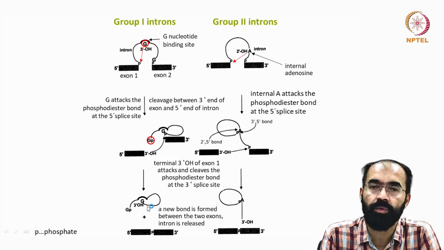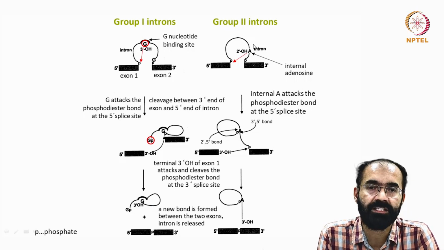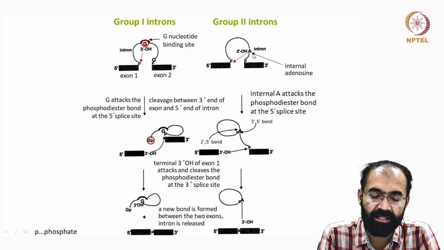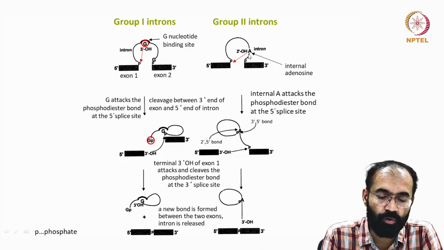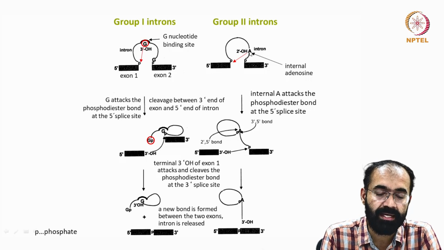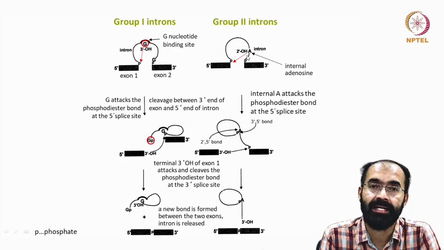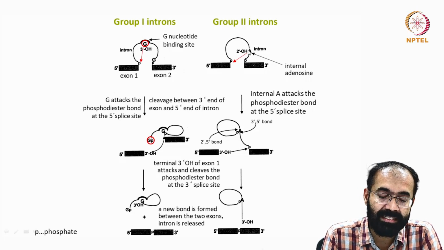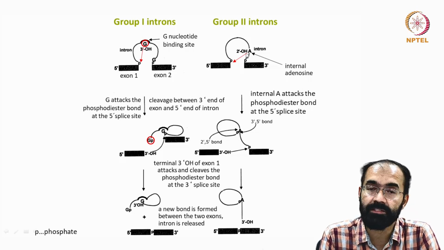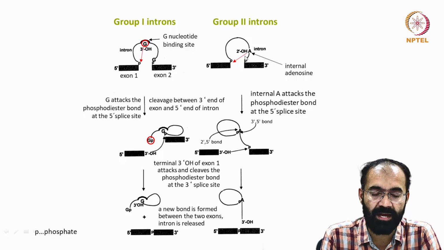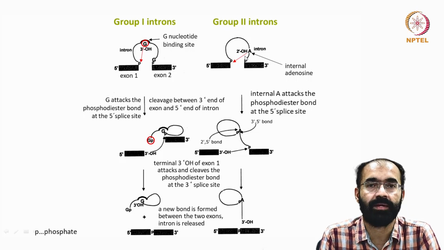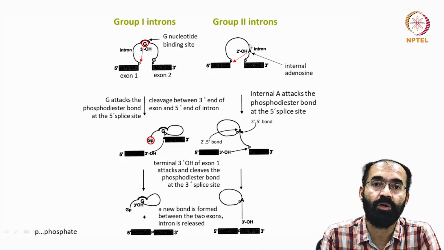Coming to group 2 introns, it is very much similar to group 1 intron, except that group 2 introns have an endogenous A instead of G. It has an endogenous A which is not externally recruited. It is present in the intron sequence itself, and we call it an internal adenosine. This internal adenosine's 3' is already part of the phosphodiester backbone. It is not available for any reaction, whereas the 2' OH is free.